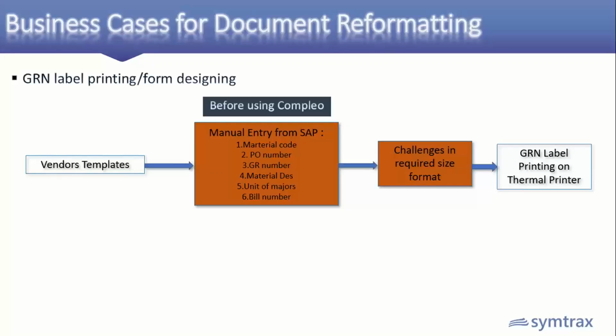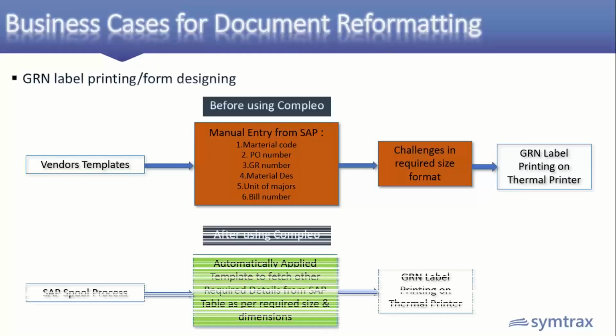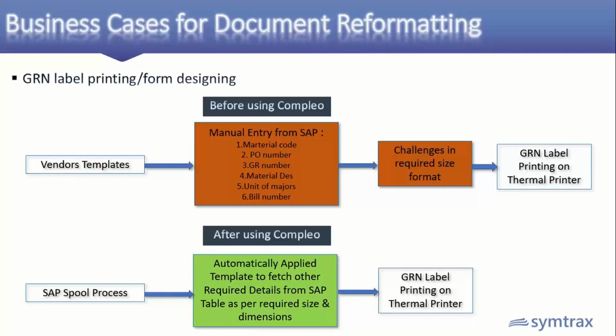They have to enter material code, PO number, GR number, material description, unit of measures, bill number, and they would like to have it in the respective format, which is 100 millimeter by 50 millimeter. All this data they have to take from SAP, which is again a manual entry, and every time they have to do it.